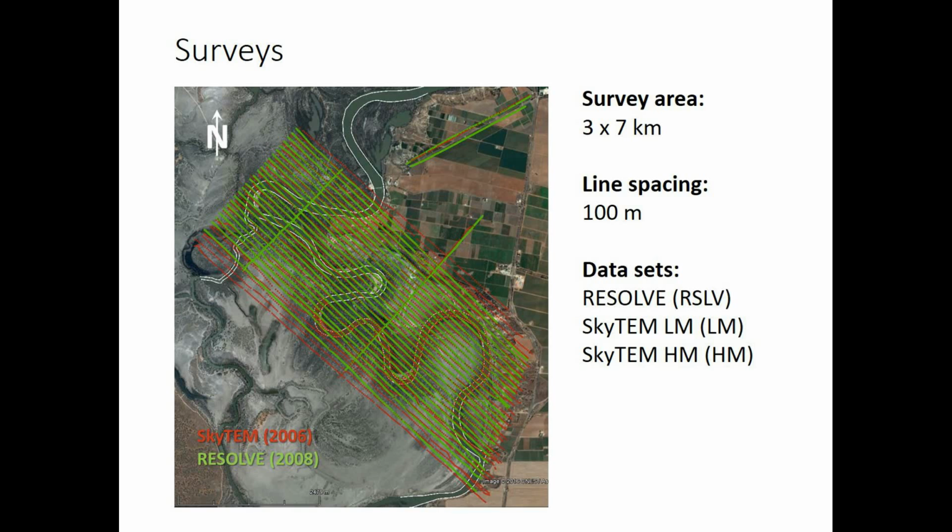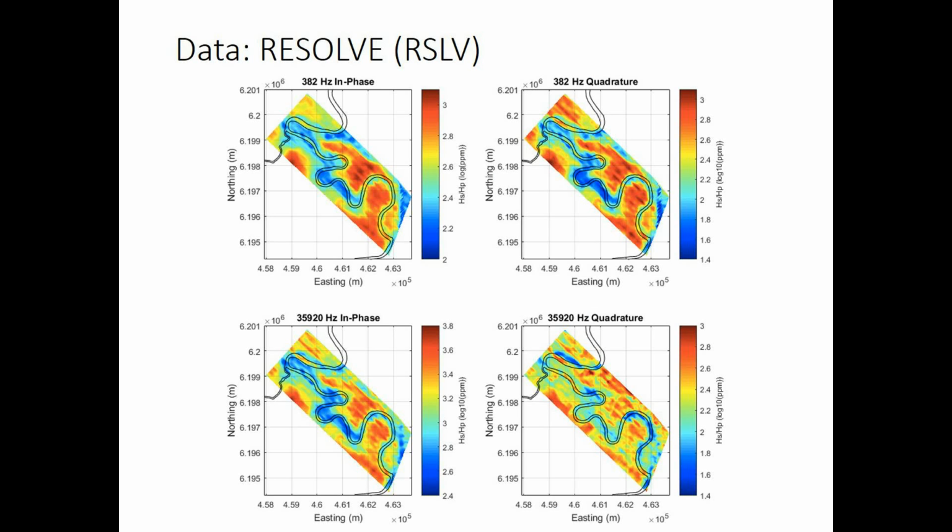So the survey area is basically 3 by 7 kilometers, with 100 meter line spacing. Because of the high moment and low moment in SkyTEM, essentially we have 3 different data sets: the RESOLVE frequency domain, and the LM for low moment, HM for high moment. So basically we're dealing with 3 data sets.